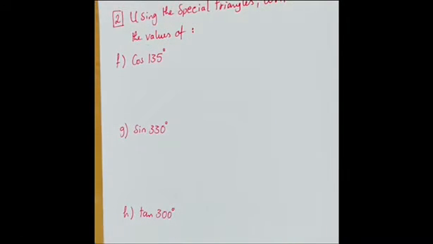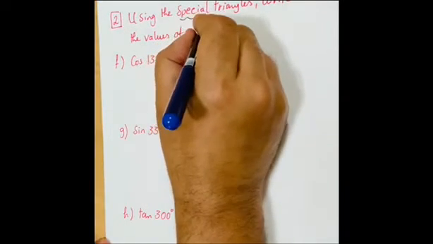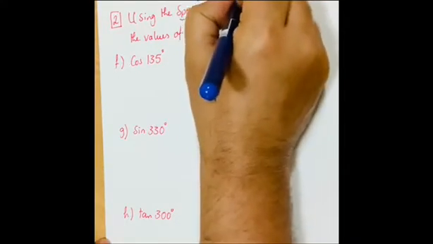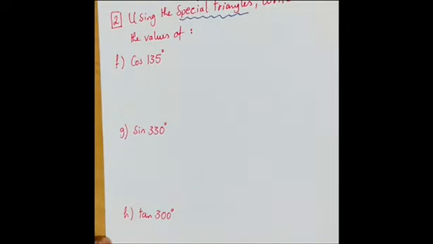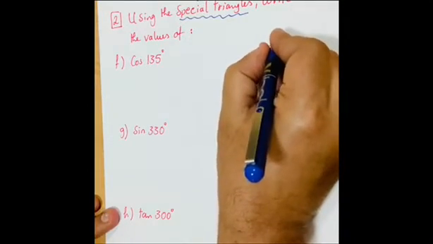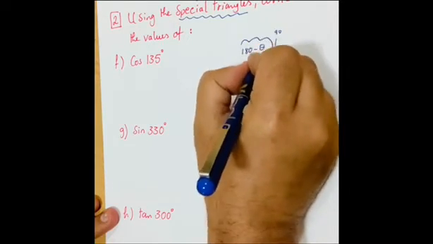Now this question on the same exercise asks you, using the special triangles, which means one of the angles of 30, 45 and 60, to write down the value of cosine of 135. Yes, 135. In which quadrant? 135 is in the second quadrant. You have to memorize these, it's very important. It's in the second quadrant from 90 to 180, and the expression is 180 minus theta.